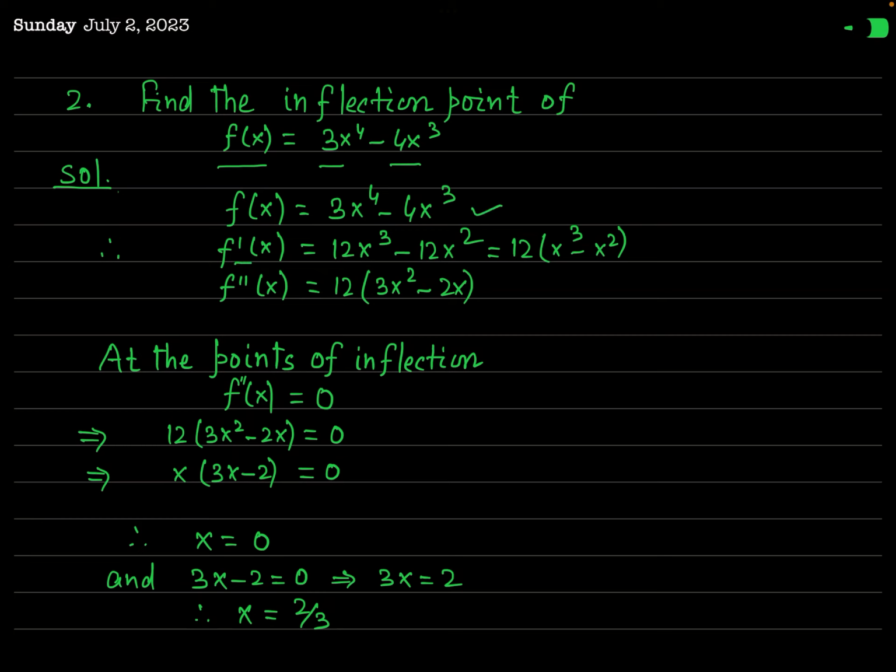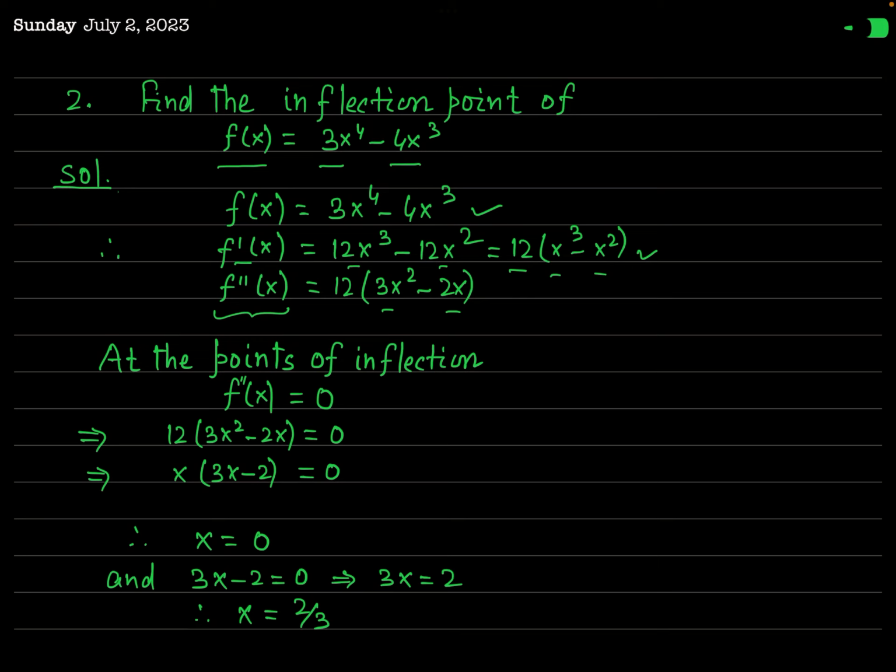As f(x) is equal to this much, f dash of x will be 12x^3 minus 12x^2. Take 12 as a common factor, and this will be 12 times (x^3 minus x^2). This is the first order derivative. Now, after differentiating this first order derivative with respect to x, you will get the second order derivative, that is f double dash of x, and this will be 12 times (3x^2 minus 2x).